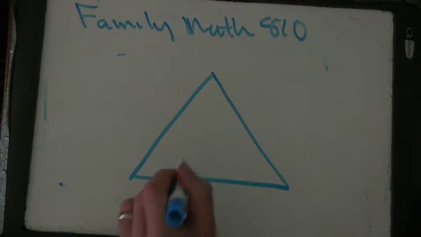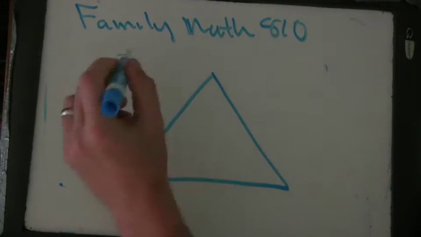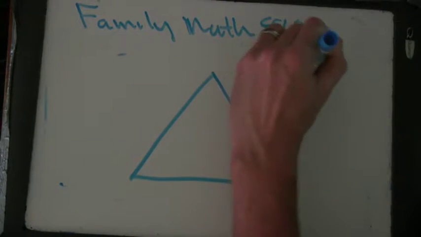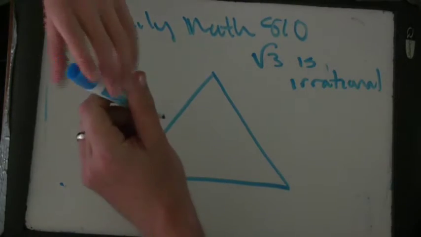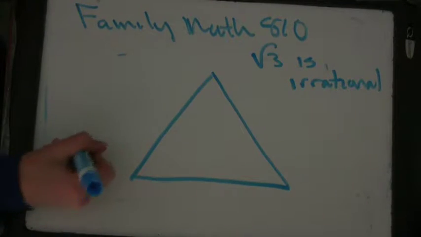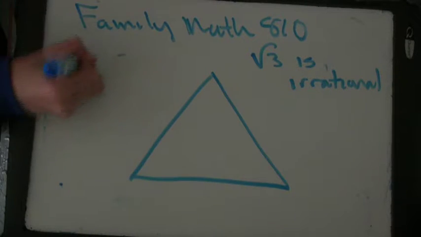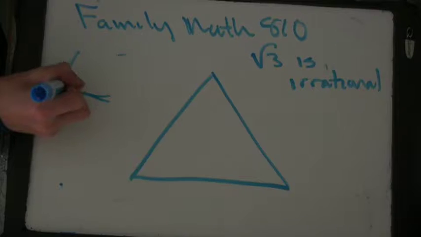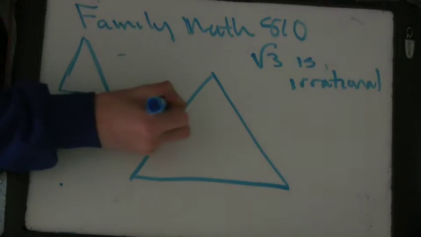Alright, so I'll start with a triangle here. What did he do, roughly, to show this? This was to show that root 3 is irrational. Can you sketch his proof? So, he had 3 smaller triangles, like this size.